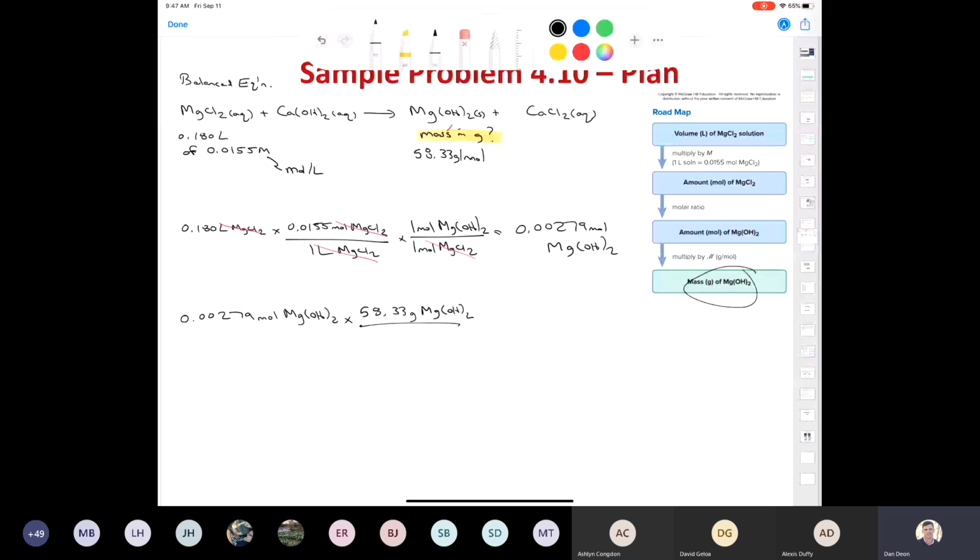Look at this. Moles of magnesium hydroxide cancel out. Punch all that into your calculator, and you end up with 0.163 grams of magnesium hydroxide. Okay? Look, let's stop for a second. Let's take a break. It's 9:47. We've earned it.